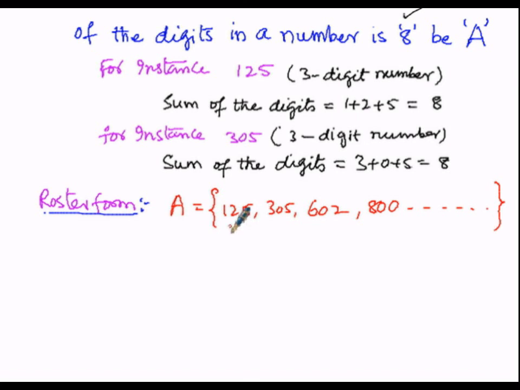Those lie between 100 and 999. 100 is the least 3-digit number and the highest 3-digit number is 999. These 3-digit numbers whose sum of the 3 digits is 8 will occur between 100 and 999. Therefore the roster form of this condition, the set of 3-digit numbers whose sum of the digits is 8, is represented by A, which equals the set consisting of 125, 305, 602, 800, and so on.